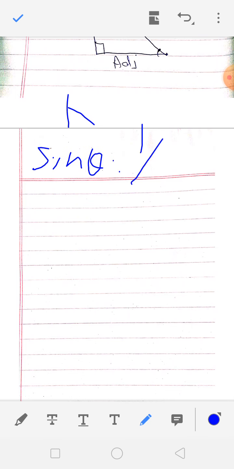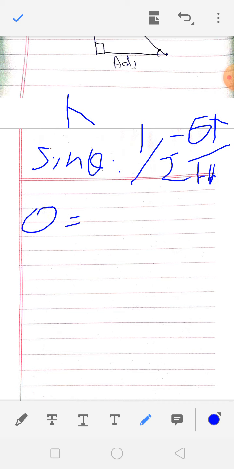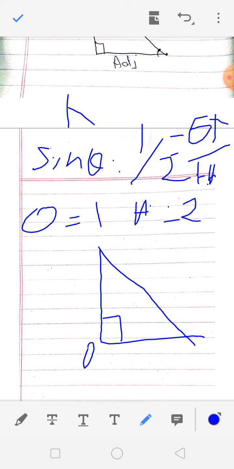Okay, suppose they have given opposite and hypotenuse sides. For example, sin theta is equal to 1 by 2 is given. Okay, so what is the value of opposite by hypotenuse? The opposite side value is 1, the hypotenuse side value is 2. We have to find out the adjacent value. So draw a right angle triangle here, 90 degree. Here O, this is A, this is B. The hypotenuse is 2, and the opposite is 1. So this is what we have to find out.